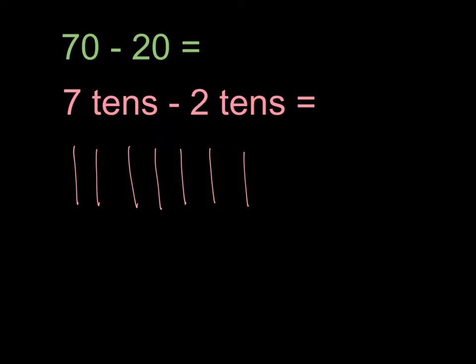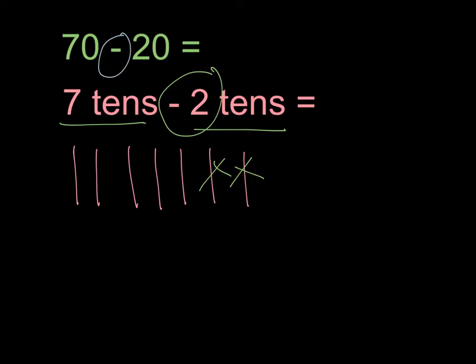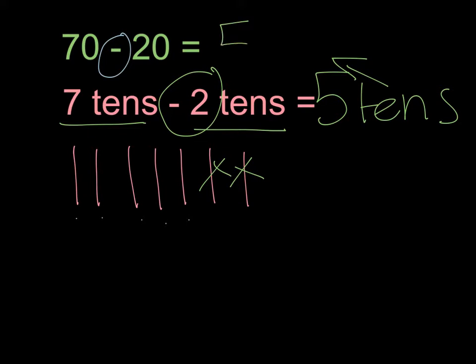Here's one, the only difference is the subtraction. So we have 70 minus 20, which is 7 tens minus 2 tens. I drew a picture of 7 tens, and if I'm subtracting 2, that means I would take away 2, and so I count how many I have left. 1, 2, 3, 4, 5, and those are tens. 5 tens left. 5 tens is 50.